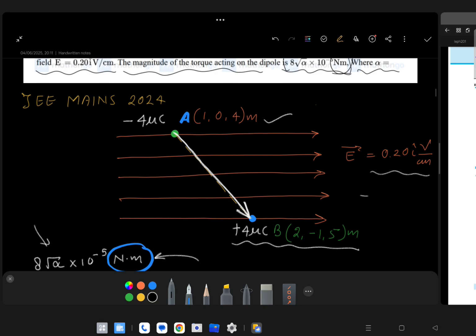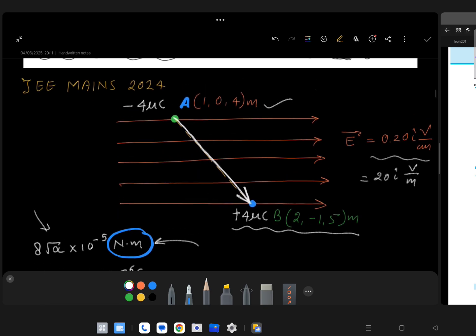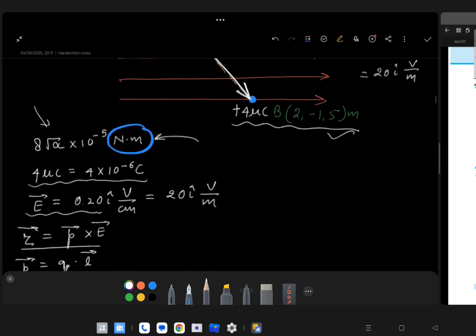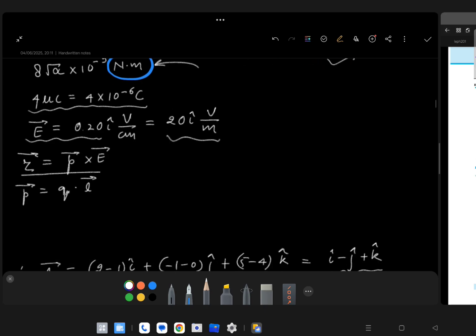Now in the question, vector E has been given as 0.2 i cap volt per centimeter. So we will first convert it into volt per meter format and it will become equal to 20 i cap volt per meter, okay? And the positions of the two charges have already been given in meter units, as you can see here. Now 4 microcoulomb is 4 into 10 to the power minus 6 coulombs. You already know basic mathematics. Vector E we have already converted into volt per meter format.